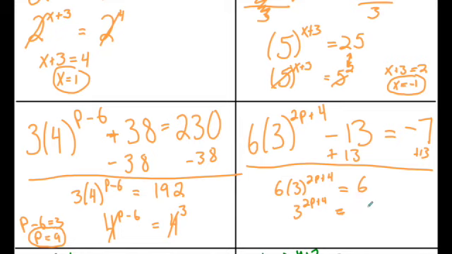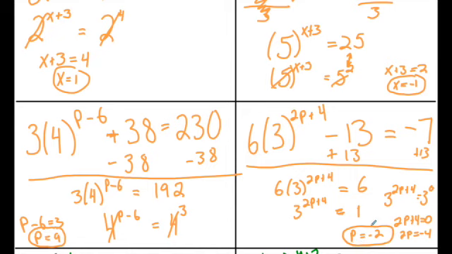Otherwise, it's going to look like 6^3, so you wouldn't want to do that. Okay, just remember that anything to the 0 is 1. So you're going to rewrite this as 3 to the 0. So 2p plus 4 is 0. So 2p is negative 4. So p is equal to negative 2.